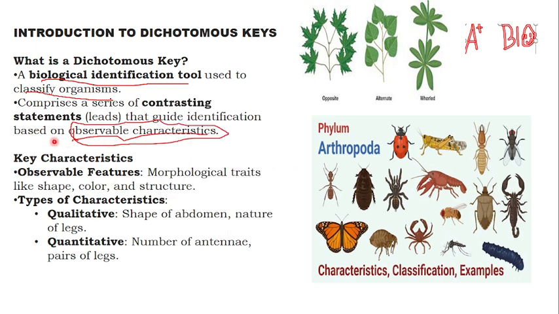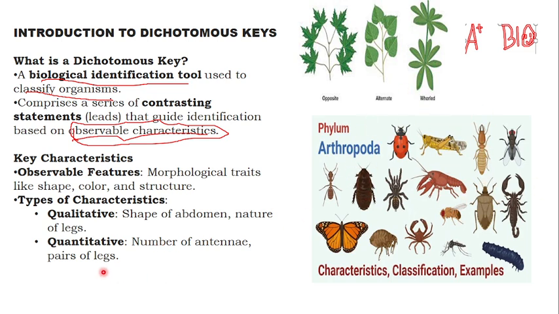Let's continue by understanding the key characteristics. What are those key characteristics? I told you, you should see observable features, morphology, like shape, color, and structure. Now, what are the types of characteristics? Is it a number? How many legs? How many antennae? How many wings? Those are the quantitative characteristics of the organisms, and based on those you can classify any organism into its class.